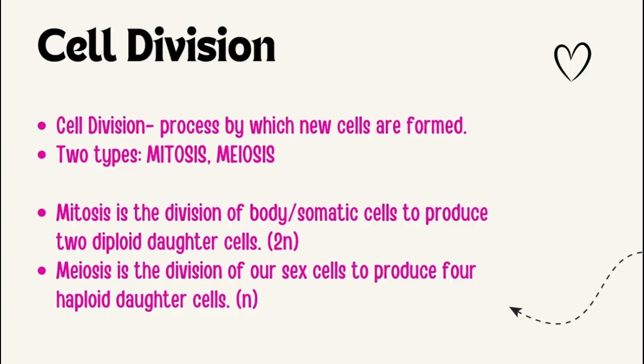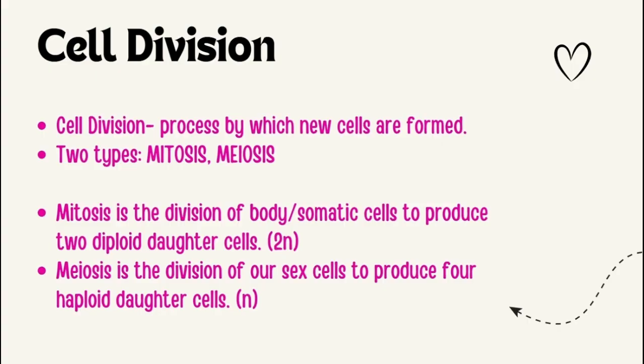So basically, cell division is the process by which new cells are formed, and the main two types of cell division are mitosis and meiosis, right? Now, there's a difference between mitosis and meiosis, so it's not just one cell division that takes place everywhere in our body. No, there are two main types. We have mitosis and we have meiosis.